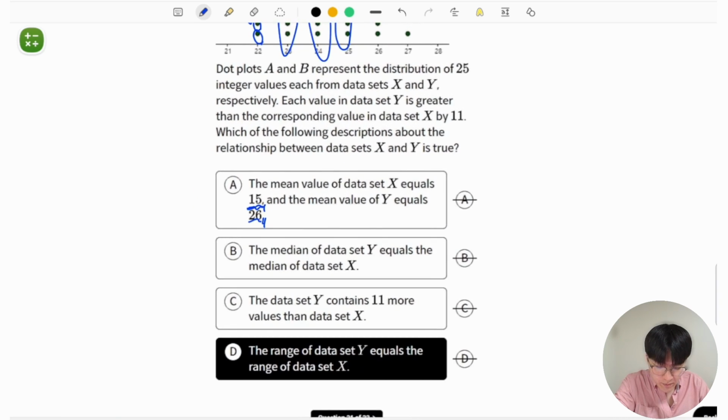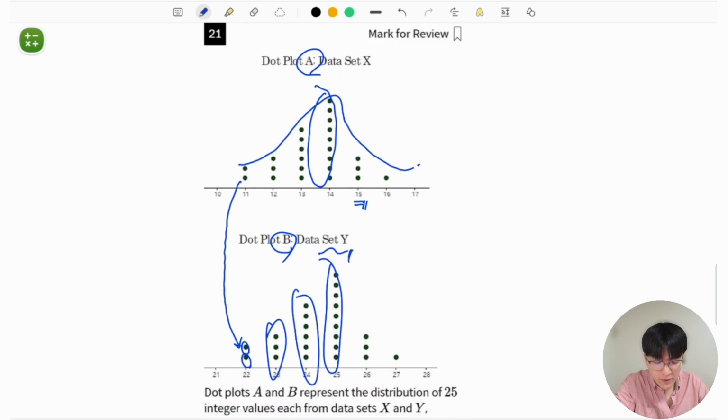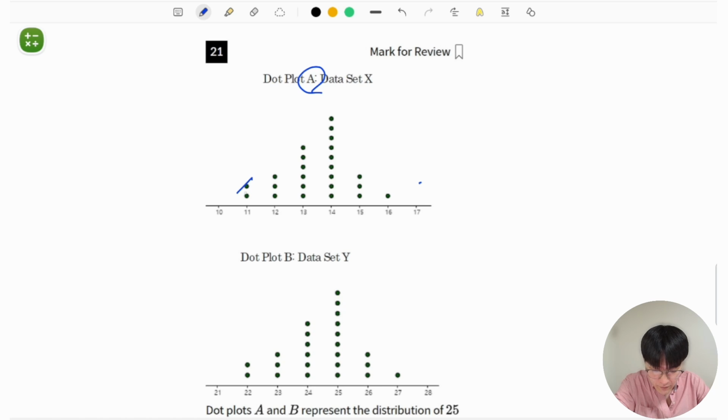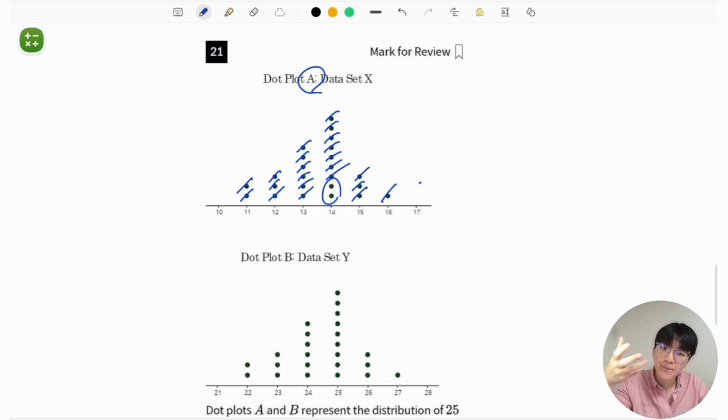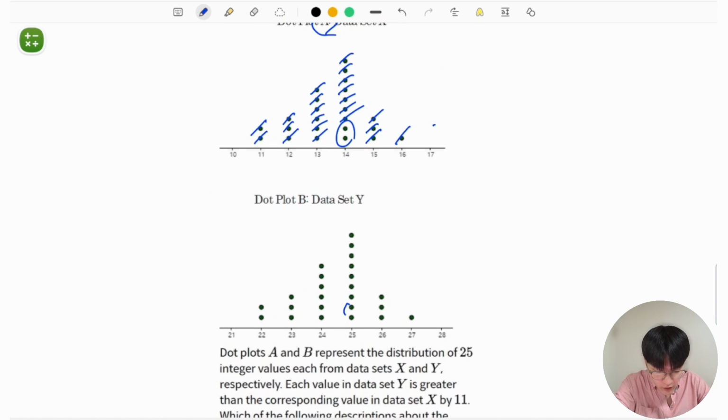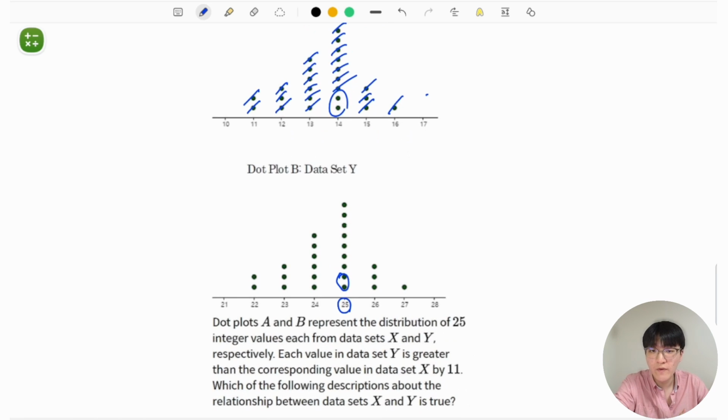All right, answer choice B, the median of dataset Y equals the median of dataset X. There's no way that could happen. The median, let's actually figure that one out. So get rid of 2 points here, get rid of 2 points here, get rid of 2 points here, get rid of 2 points here. Let's get rid of 1, 1, and keep going, and we're left with 14. So 14 is the median value. And likewise, it's somewhere going to be here, which is 25. There's no way those two values are the same.